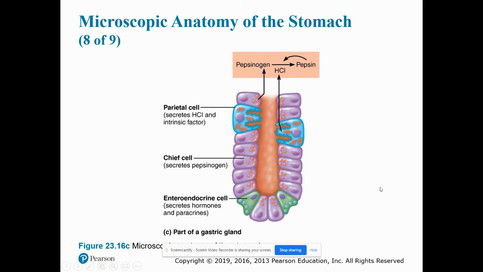What this is showing is a chief cell secreting pepsinogen, and a parietal cell here secreting hydrochloric acid. The hydrochloric acid is going to activate the pepsinogen, or help convert it to pepsin. And then pepsin also plays a role in converting pepsinogen to pepsin.